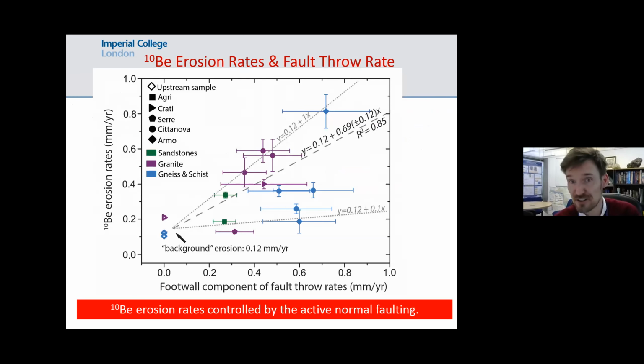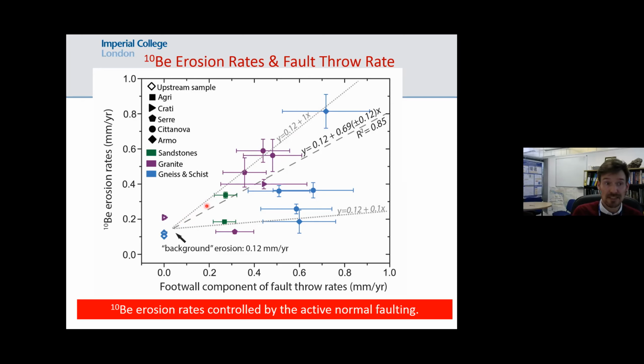catchment average erosion rates are really interesting and important for that. We would expect erosion rates to start to balance footwall uplift rates as these faults propagate and grow. So these are 10Be erosion rates. This is the footwall component of the fault throw rate. And this line in here is perhaps like your one-to-one line, if you like.